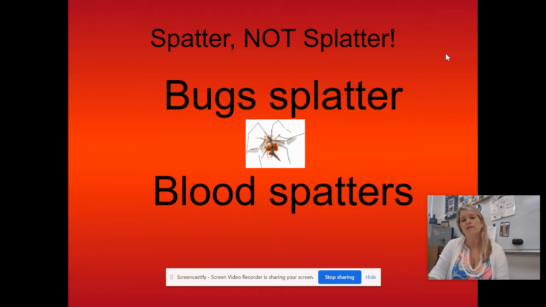The reason we say that is that a bug would splatter because it does so unpredictably. If I were to squish a bug right now, we wouldn't be able to predict really where the guts and the blood and everything would go. Whereas blood is very predictable as far as what type of injury, is it high velocity? What type of surface is it on? All of these different things, we can actually predict what the pattern would give us. So that's the biggest difference there.